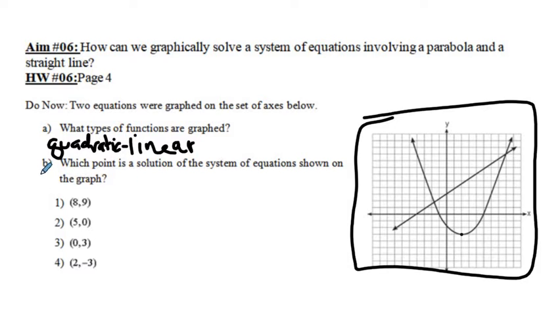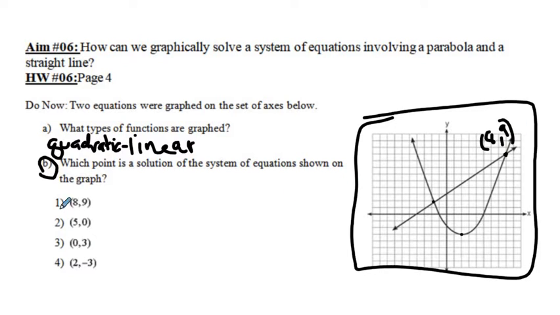Amazing how that works. All right, part B, which point is a solution of the system of equations shown on the graph? All right, so just like in our previous example, the solutions are going to be the points where the two separate graphs intersect. So they're going to be right here and right here. Now, this solution is going to be a little bit easier because it's on the cross here on the actual grid line, so that makes it a lot easier. It's going to be 1, 2, 3, 4, 5, 6, 7, 8, and then 1, 2, 3, 4, 5, 6, 7, 8, 9. So (8, 9) is one of our solutions.